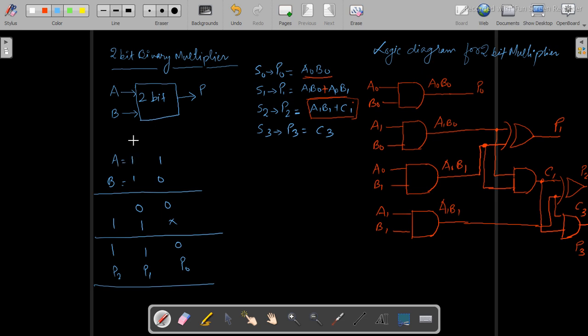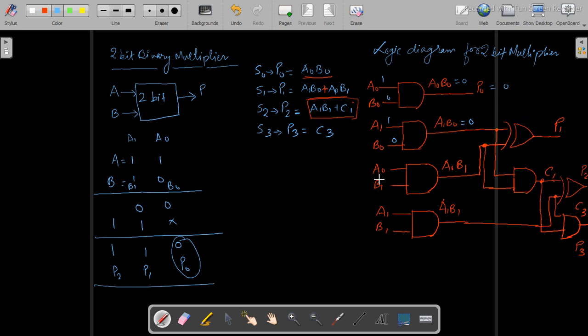Initially, we have these two bits A1, A0, B1, B0. So the value of A1 is 1, the value of B0 is 0. The 1 and 0 will give you the output 0, so P0 will be equal to 0. P0 equals 0 here, and P0 equals 0 over here. The value of A1 is 1, so we can write 1 over here. The value of B0 is 0, we can write 0 over here. The output of this AND gate will be equal to 0, and that output of the AND gate is the input to the XOR gate.